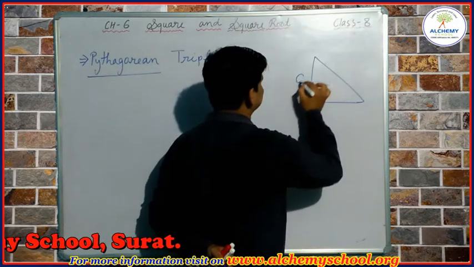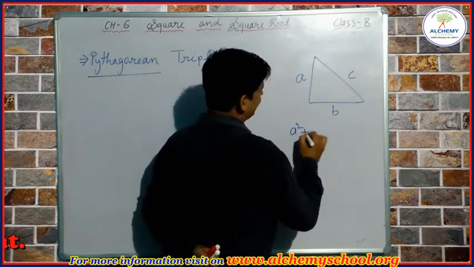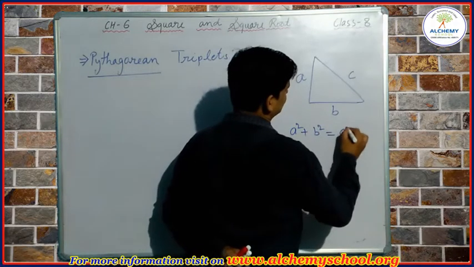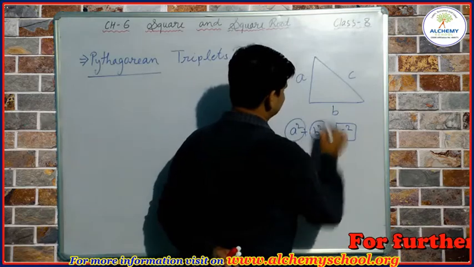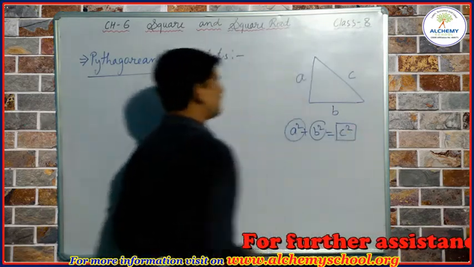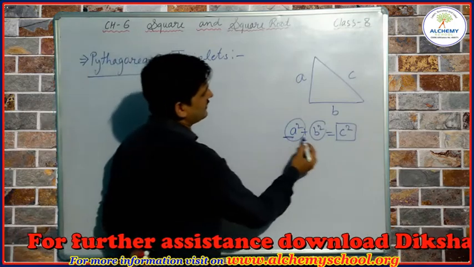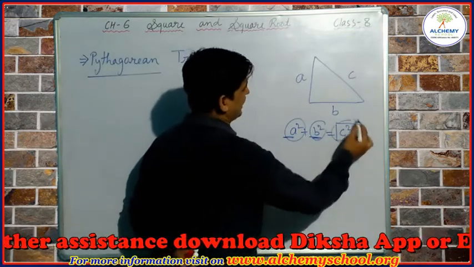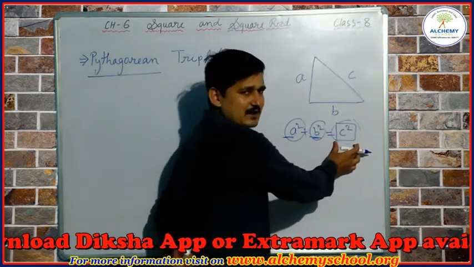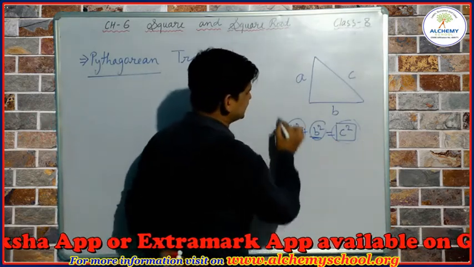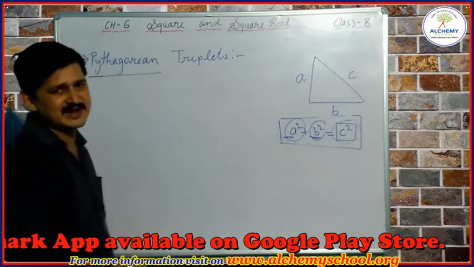if the sides are A, B and C, we can say A square plus B square is equal to C square, and this is the hypotenuse, this is the altitude and this is the base. For a Pythagorean triplet, we need numbers where A square plus B square is equal to C square. If we add the squares of two numbers, we should get the square of the third number. If we have such numbers, they are called Pythagorean triplets.